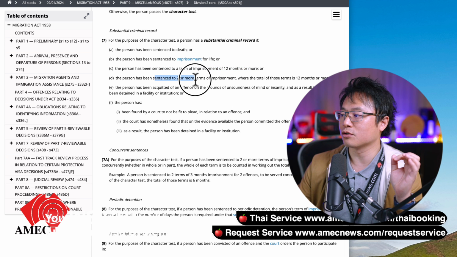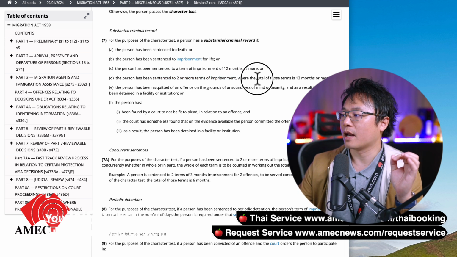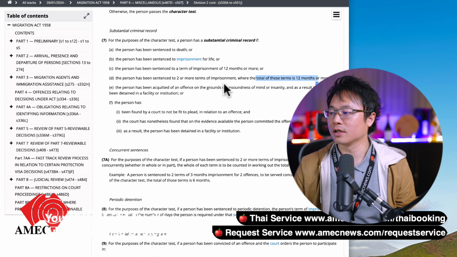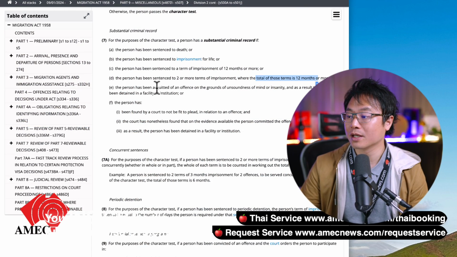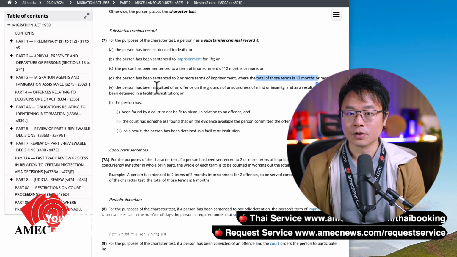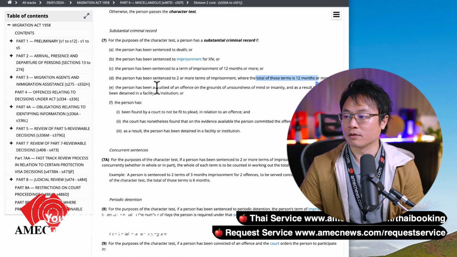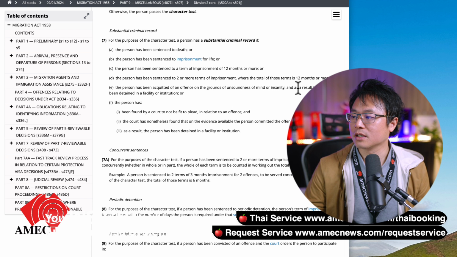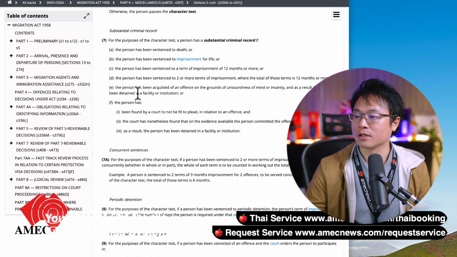Or being sentenced to two or more terms of imprisonment that total 12 months or more. So in a nutshell, as long as a person has been sentenced to more than 12 months, or accrued more than 12 months altogether, then you're gone. You won't be able to get the visa. The next one we're going to see is where the person has been acquitted, meaning the sentence or legal case of the offense was reversed on the ground of unsound mind or insanity, and as a result the person has been detained in a facility or institution.